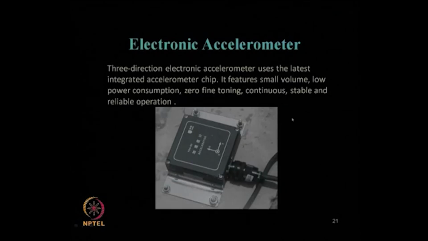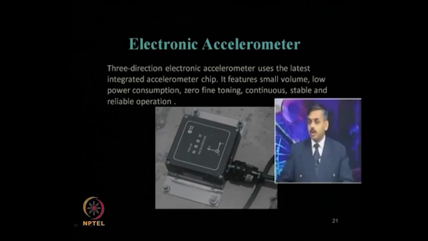Another type of accelerometer is the electronic accelerometer, which looks like this. In this case, the 3-direction electronic accelerometer uses the latest integrated accelerometer chip. So, all the 3 directions are recorded together, as you can see from this. This is the north direction, the east direction, and this is the upper vertical direction. All the 3 are recorded through a chip. So, it features a small volume, obviously.